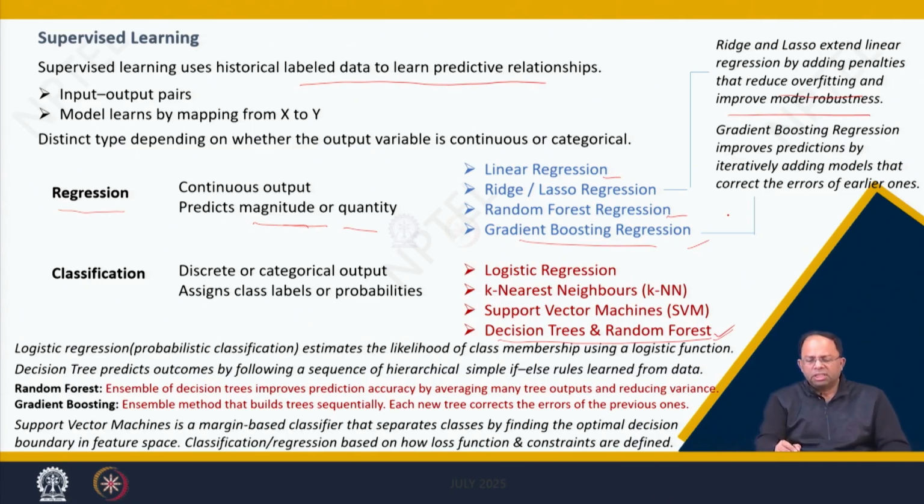So here we have logistic regression. Basically, it's a probabilistic classification which estimates the likelihood of class membership using a logistic function. We will look into these models and their workings in detail later. But what I can tell you is, we estimate probabilities of a particular item to fall in a particular class. So that's a logistic model, or a probabilistic classification model. In this case, we use a logistic function.